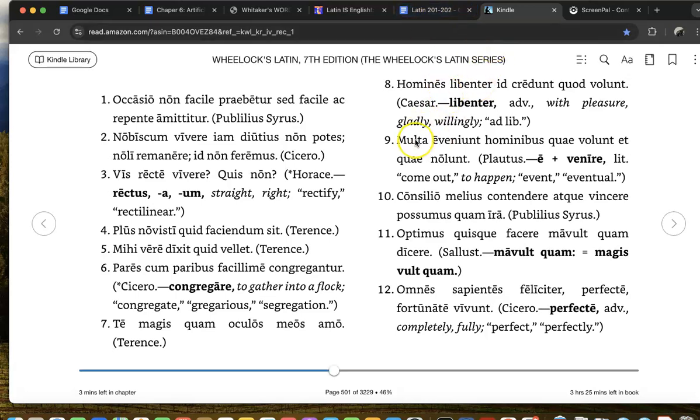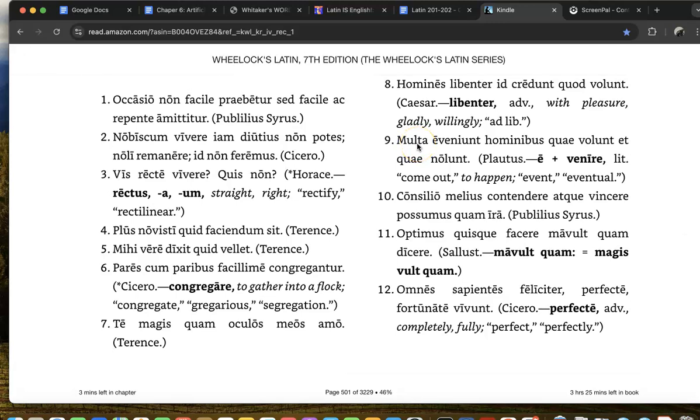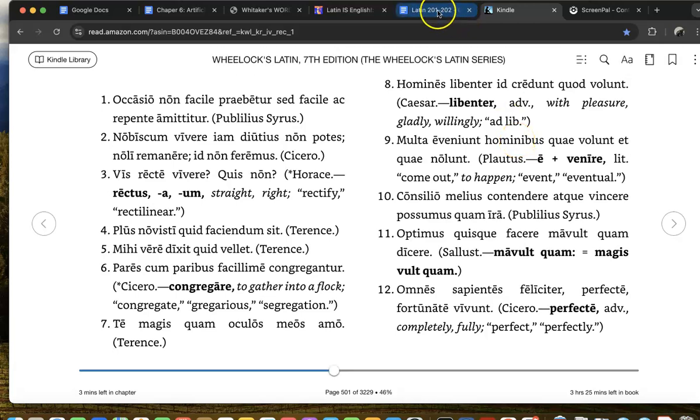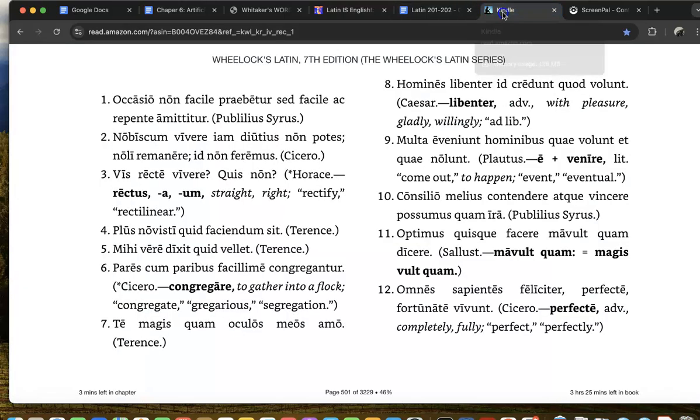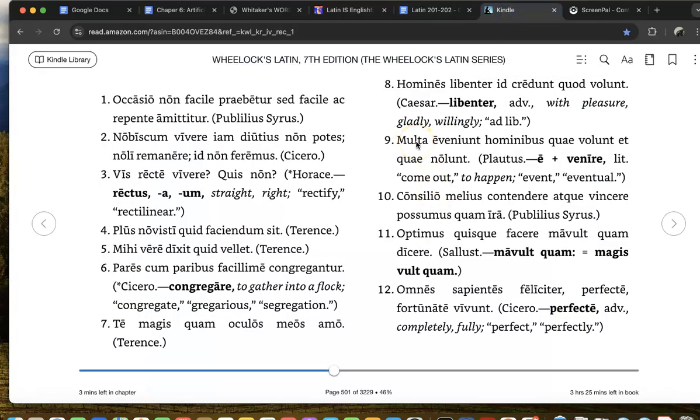So the tricky part in this one is the multa, which is functioning as a kind of noun in this case, as it's the subject. So many things come about to people. So let's go ahead and write that down first. So just to expand on this, so many things or much, and then they tell us what this means.